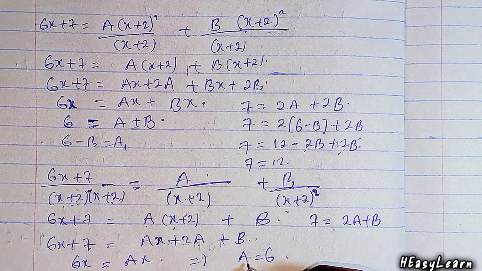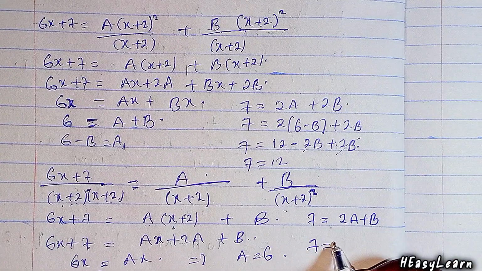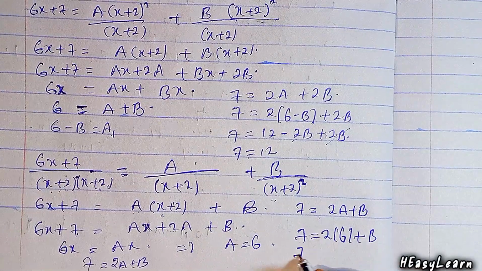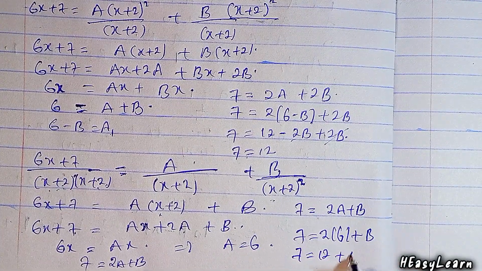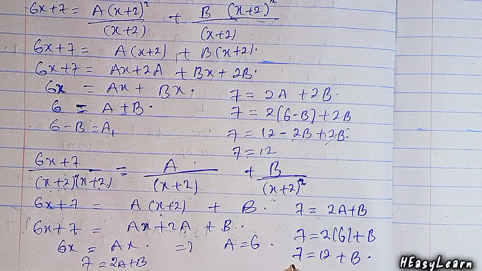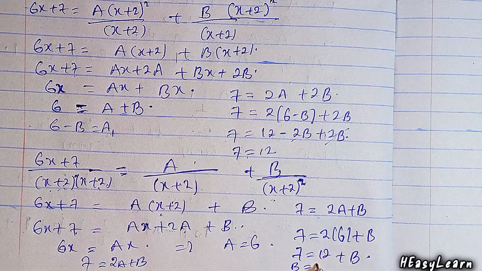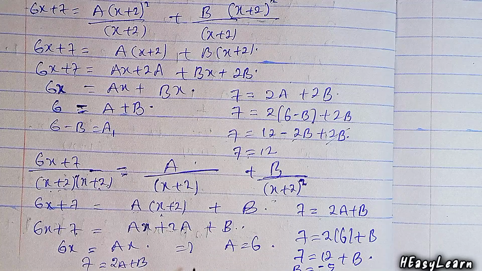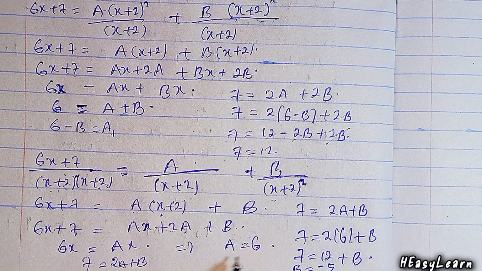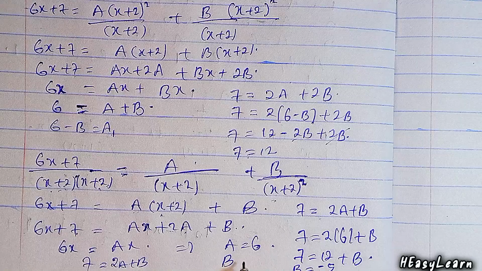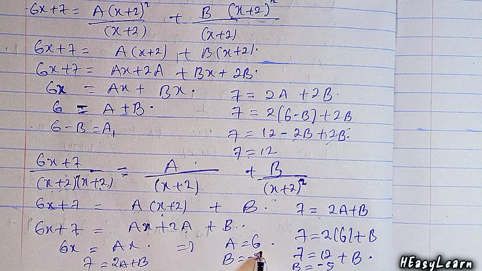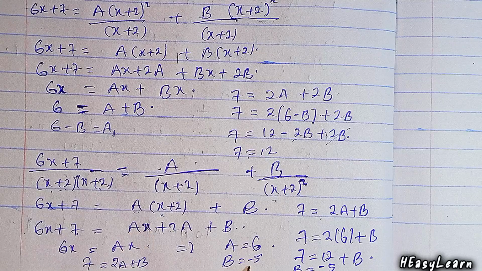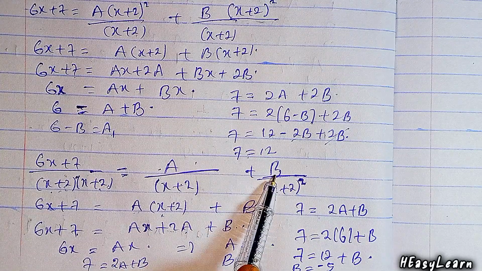In this case, what is a? A is 6. We have 7 equals 2 multiplied by 6 plus b. So this is the same thing as 7 equals 12 plus b. In this case, b is equal to minus 5. So the undetermined coefficient a equals 6 and the undetermined coefficient b equals minus 5. So from here, plug in 6 here and also plug in minus 5 here.